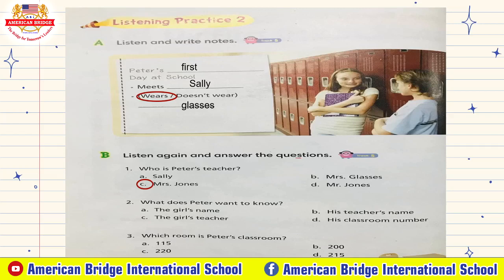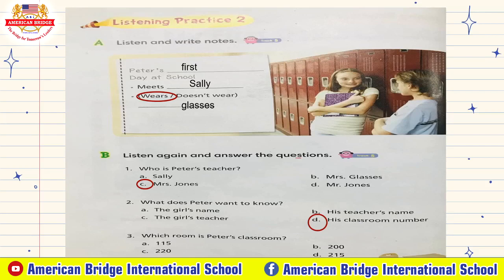Now let's move on to number two. What does Peter want to know? A. The girl's name. C. The girl's teacher. B. His teacher's name. D. His classroom number. Can you guess it, everyone? A, B, C, or D? Good. The correct one is letter D. Peter wants to know about his classroom number. As you know, on the first day at school, the important thing you need to know is your classroom, because you don't know your classroom number.